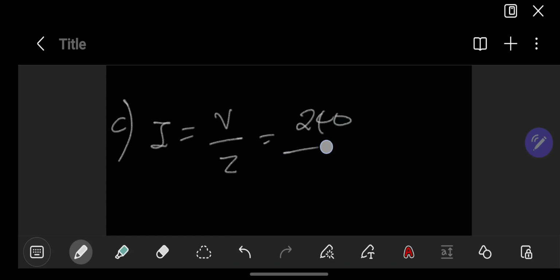And then C. Sorry, I'm not sure we'll be able to handle the last question, which we're interested in, problem 13. But let's quickly calculate. See, the current will be V over Z, which is 240 divided by 5, which is equal to what? I think that will be 48 amps.